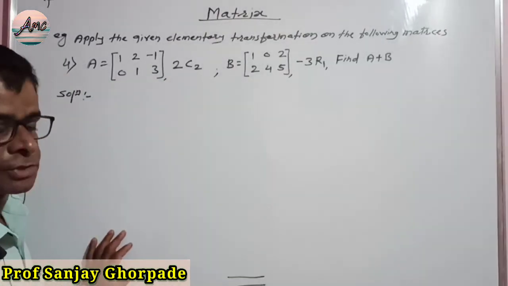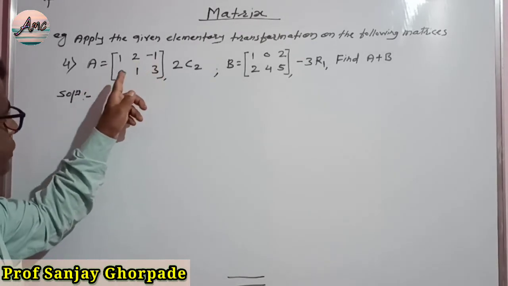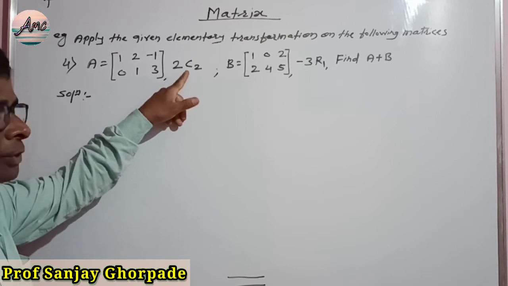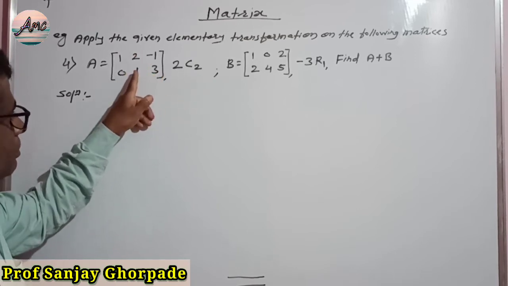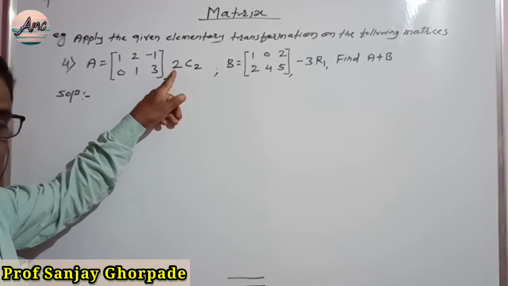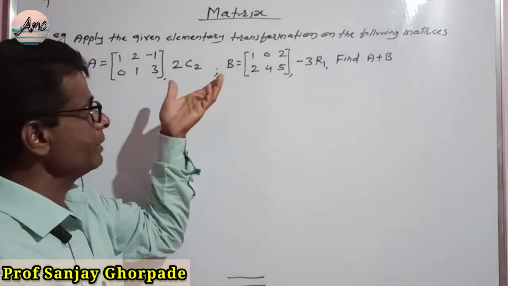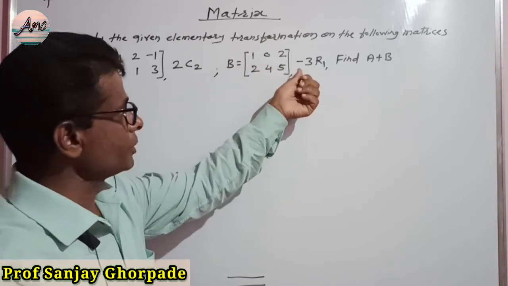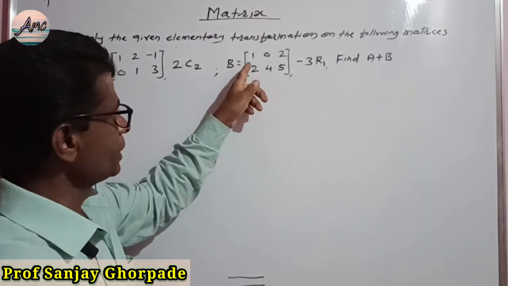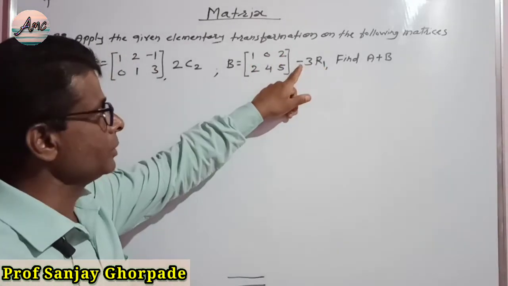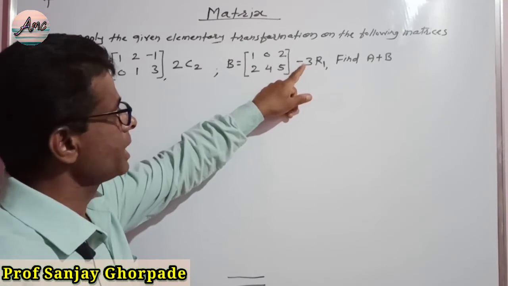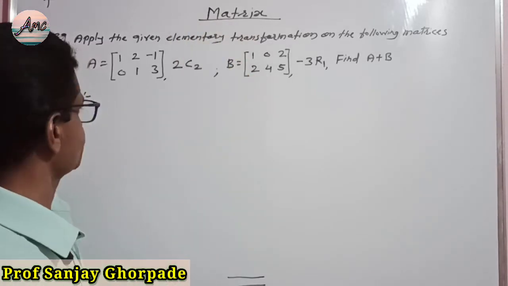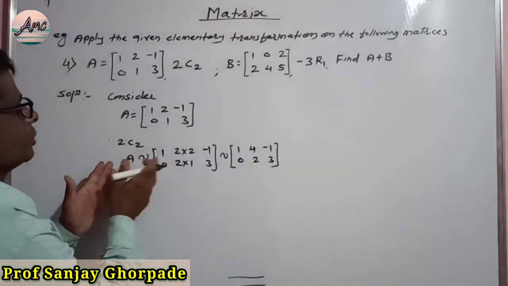So this is the meaning of this column operation. Take the next example as matrix A equal to 1, 2, minus 1, 0, 1, 3. On this matrix, we have to perform the column operation 2 C2. That means each element of the second column, you have to multiply by a non-zero scalar 2. And you are given the matrix B as 1, 0, 2, 2, 4, 5. You have to perform the row operation minus 3 into R1. That means each element of the first row, you have to multiply by a non-zero scalar minus 3. And then you have to take the addition of those new matrices. So this is the new matrix A.